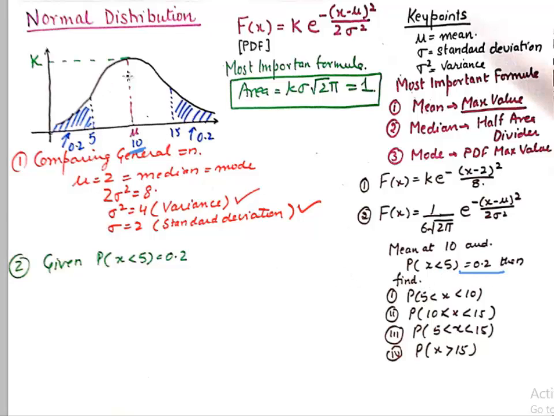Then you know that this mean is also the median, this mean is also the mode, so it will divide the entire thing into half. Anything less than 10 will have a probability of 0.5, we know that. So if we were to find out the probability of this area from 5 to 10, we know that the probability up to this point is half, and from this the probability of x less than 5 is given to be 0.2, so we subtract 0.2 from 0.5, and the answer here would be 0.3.